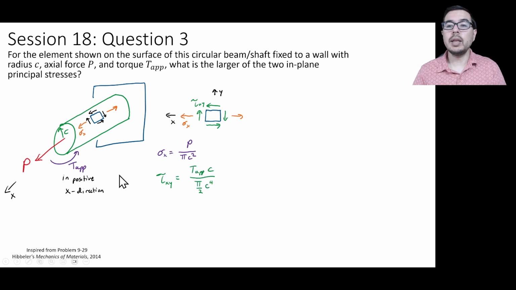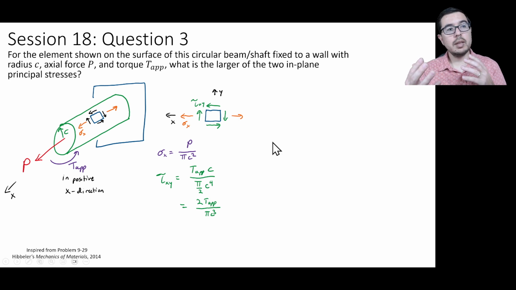Tau xy is going to be T_ap, and it's TC over J, that's what I say in New Jersey. So T_ap times c, which is the radius, all over J, which is pi over 2 c to the fourth. This simplifies to 2 T_ap over pi c cubed.